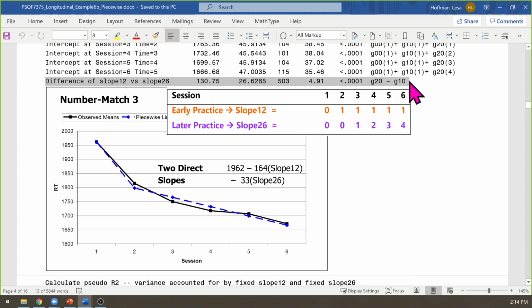So can you imagine a situation in which I would want to know this? What would be the utility of knowing that there's a significant difference in my slopes? Any ideas? To know if the change in whatever you've done is having an impact.